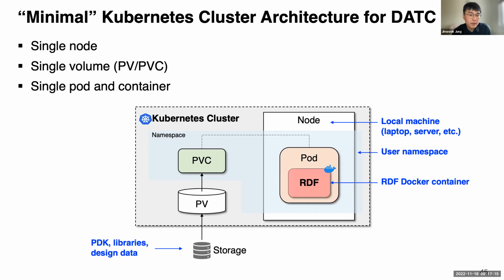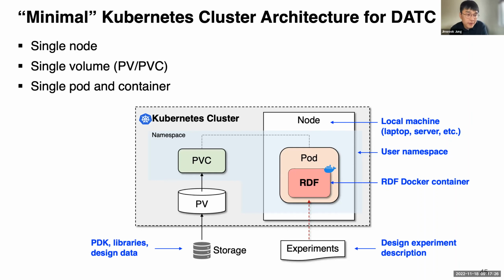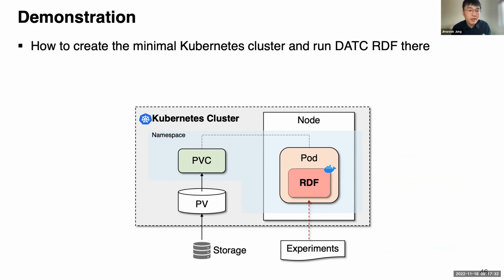Then we have a single pod running the container, in this example, the DATC RDF Docker container. Then with this Kubernetes cluster, we can now launch our design of experiments by submitting the job to the RDF container. So then how can we actually create the cluster and use it?